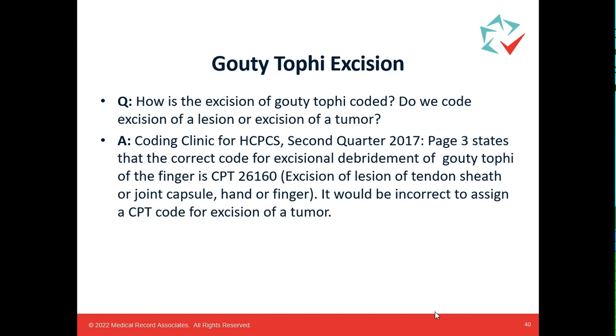And also goes on to further state that it would be incorrect to assign a CPT code for excision of a tumor. Well, going back to our initial definition, gouty tophi is an accumulation of uric acid crystals in or around a joint capsule. And as you'll see with CPT 26160, excision of lesion of sheath or joint capsule. So that meets our definition of what gouty tophi is, and it supports our code assignment.